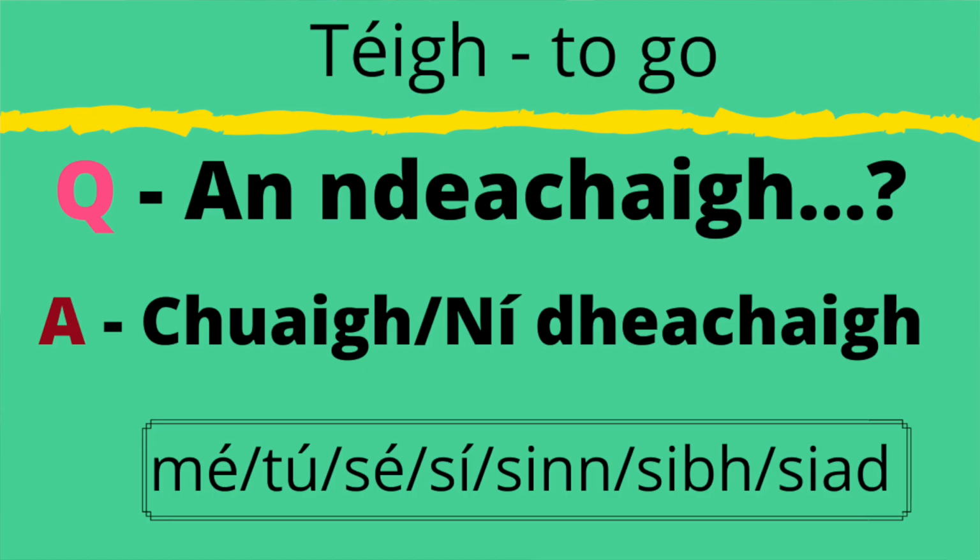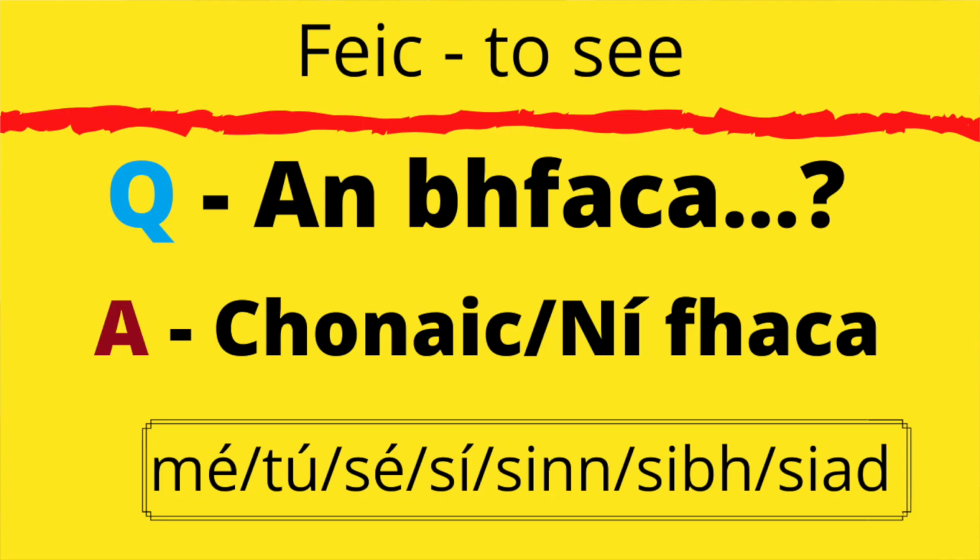Let's move on to the Irish verb téigh. So téigh is to go. And the question you could ask, an ndeachaigh, did you go? The two potential answers then in the affirmative, chuaigh, or in the negative, ní dheachaigh, and then add the prepositions.